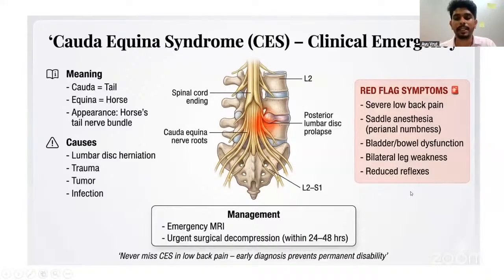If there is any bladder or bowel dysfunction, bilateral leg weakness, or reduced reflexes, this image clearly tells us everything. This is a clinical emergency where an emergency MRI needs to be done and early surgical decompression within 24 to 48 hours. Message: never miss CES in low back pain. Early diagnosis prevents permanent disability. So don't treat all chronic low back pain cases the same. Some might be an emergency, so you need to rule this out clinically.